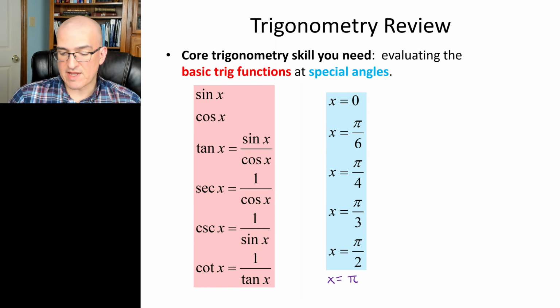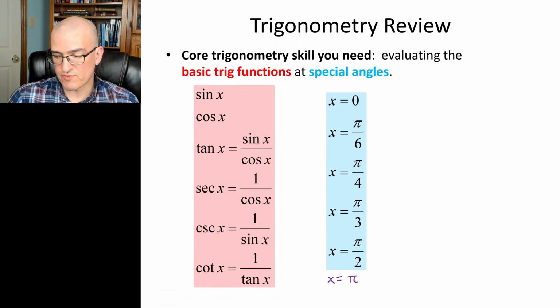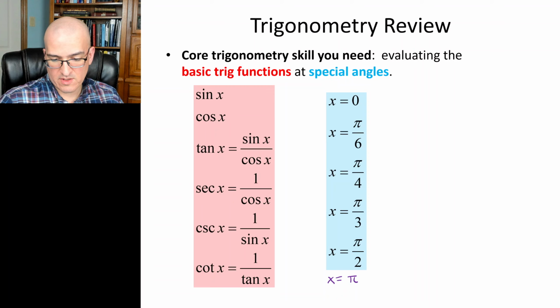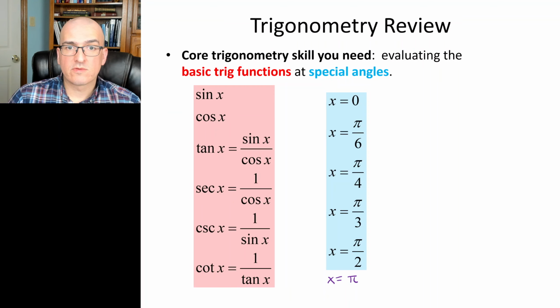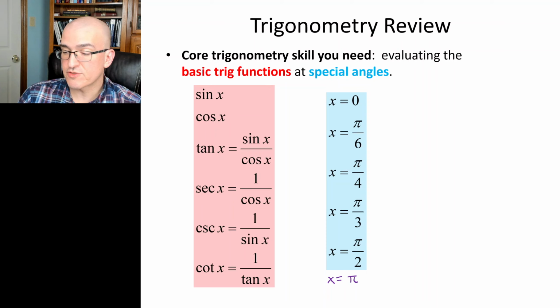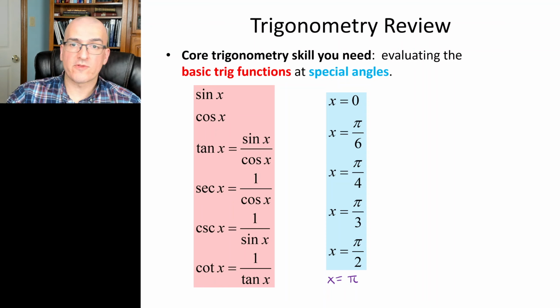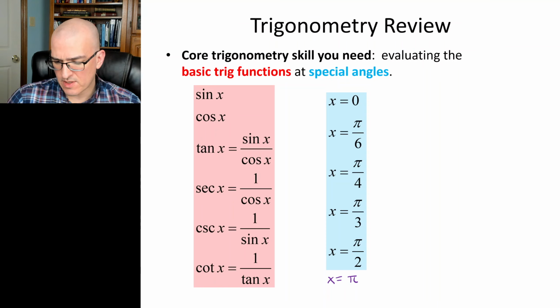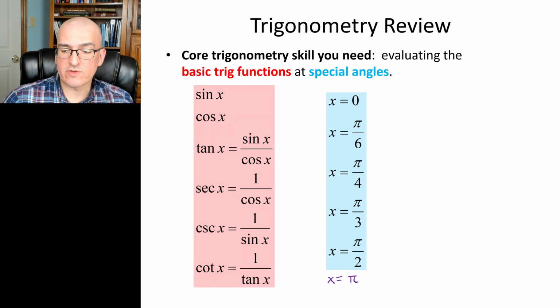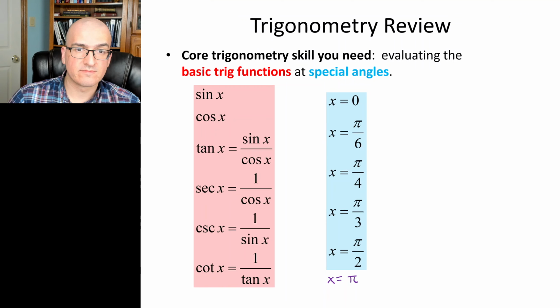And then there's extended angles, like 5 pi over 4, 27 pi over 6, and so on. So angles larger than 2 pi indicate going around the unit circle more than once. There's also negative angles, where we go around the unit circle in the clockwise direction.